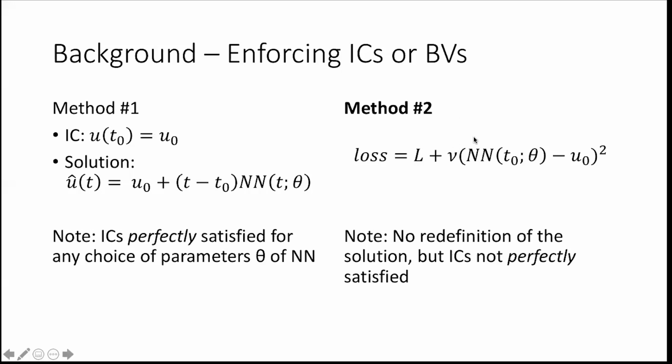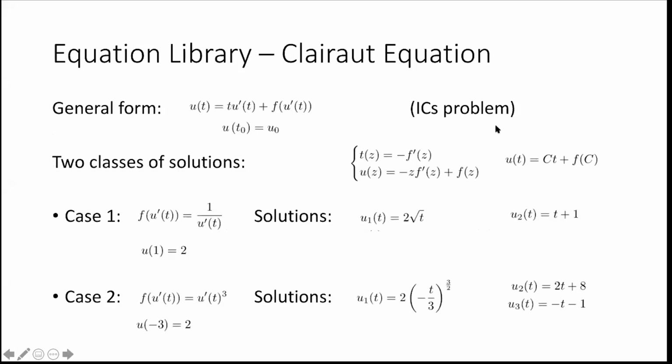Okay. Here, since we want to test an algorithm to find all the possible solutions, I decided to test two different equations. The first one is the Clairaut equation. You can see the general form here. It's an initial condition problem, so we know the values at t0. And there are two classes of solution, a parametrical one and a linear one.